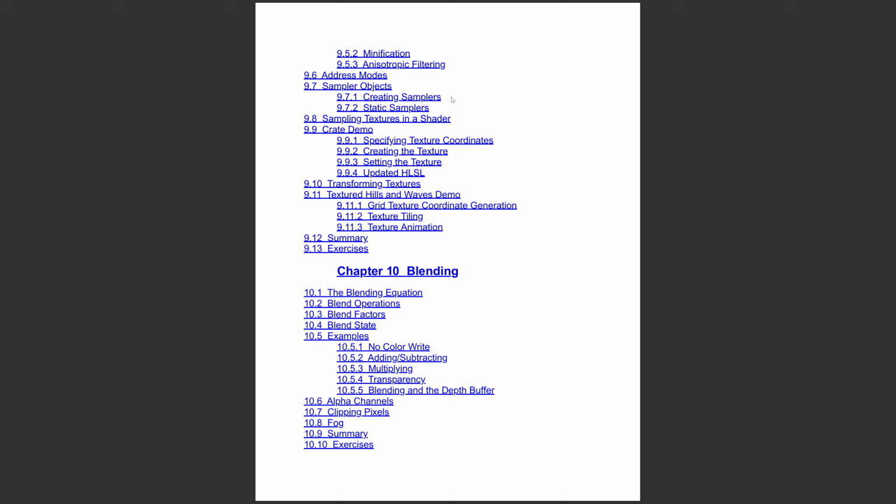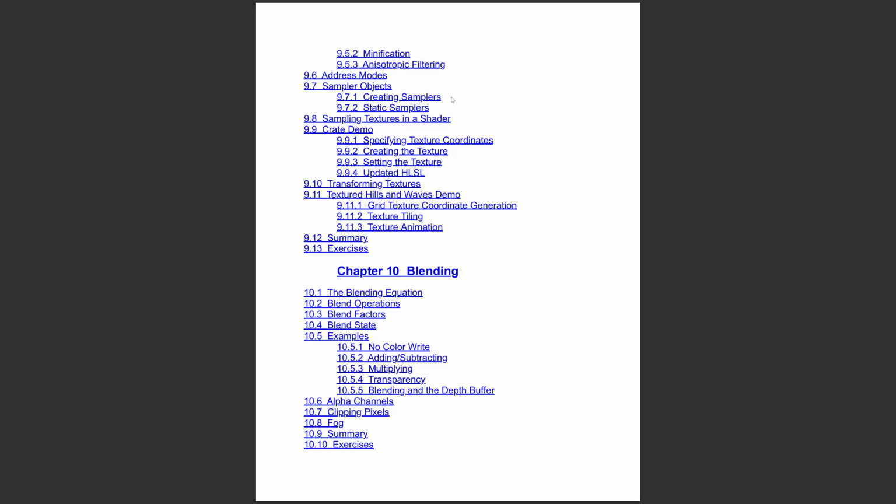And then we'll be talking about transforming textures, and then we had the lands and waves demo, and now I guess we're going to have the textured hills and waves demo. In which case, we're going to have textured land and water in this case. So the grid texture coordinate generation, texture tiling, texture animation. And then, of course, not really of course, some of the chapters don't have exercises and summaries, but Chapter 9 has its summary and exercises.